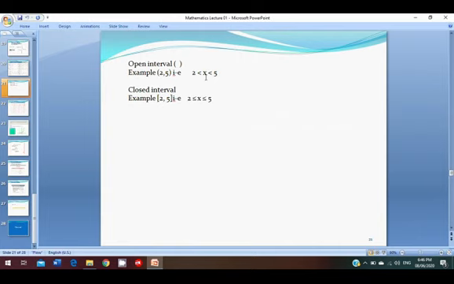This means in this interval, 2 and 5 are not part of the interval. We just have all those numbers which are greater than 2 and less than 5. But in a closed interval, we have those points which start from 2 and end at the point 5.